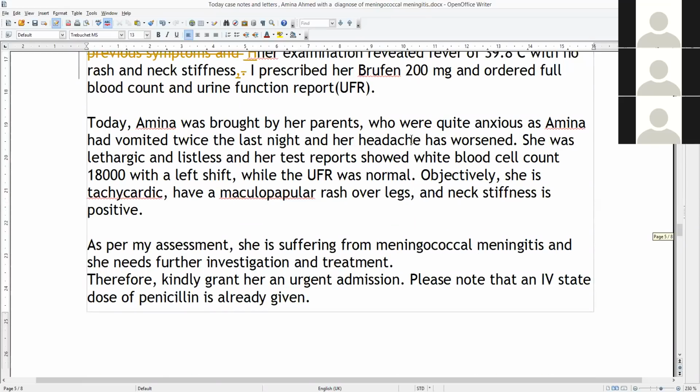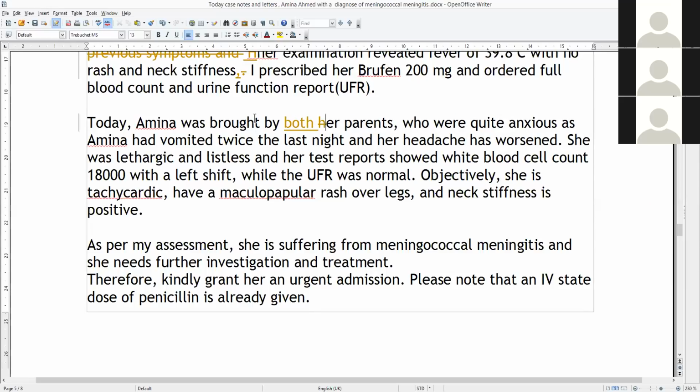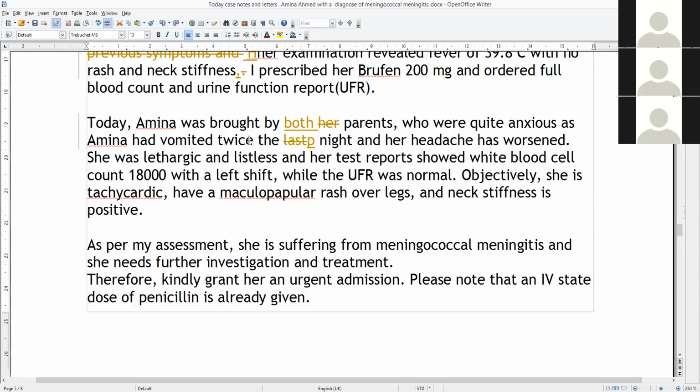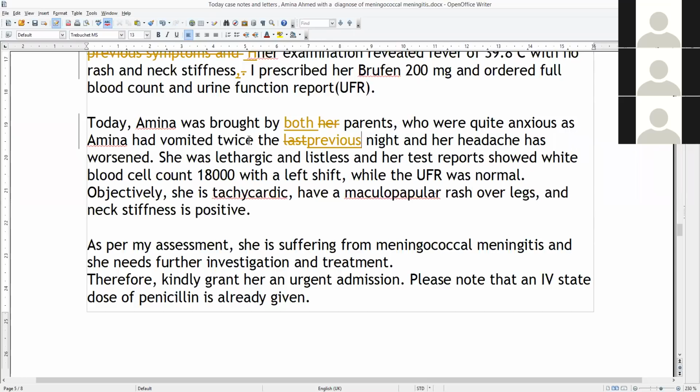Okay, she was brought by parents who were quite anxious, brought by both parents because one came before, quite anxious, had vomited twice the previous night or last night. So either last night or the previous night. I think the previous night is better because when you're reporting, the viewpoint changes. Previous night, headache has worsened, and the headache was worse. She was lethargic and listless, as per my assessment.